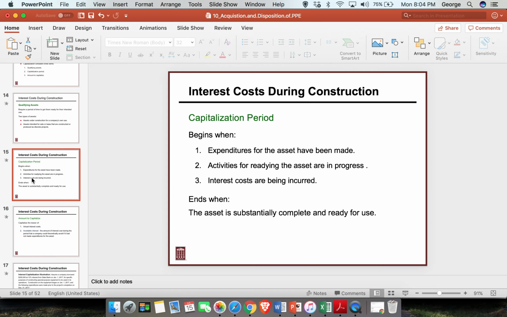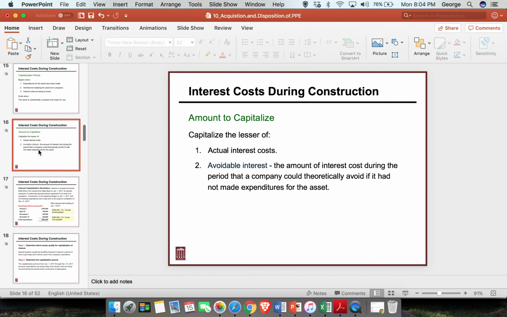All right, so capitalization begins when expenditures for the asset have been made. So that's the first time you make an expenditure for that asset you're building, that's when the capitalization period starts. Activities during the period should be in progress. Interest costs are being incurred. All right, so it ends when the asset's complete, right? Substantially complete and ready for use by our employees.